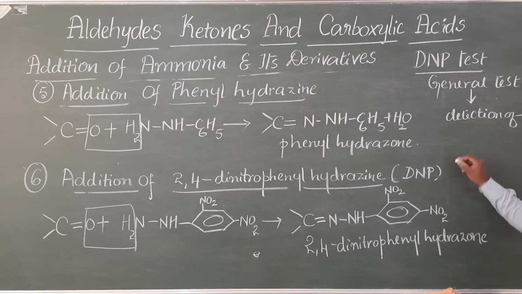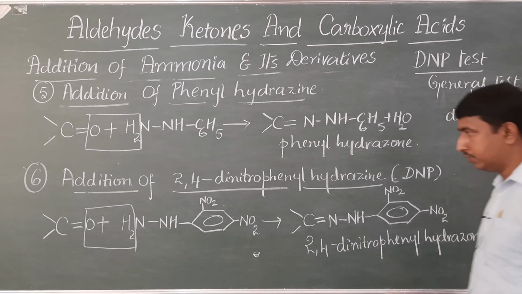DNP test. The purpose of the DNP test is to detect the presence of a carbonyl group, that is, to check whether the given compound is an aldehyde or ketone. To check whether it is aldehyde or ketone, we can use this test, the DNP test. Last one.